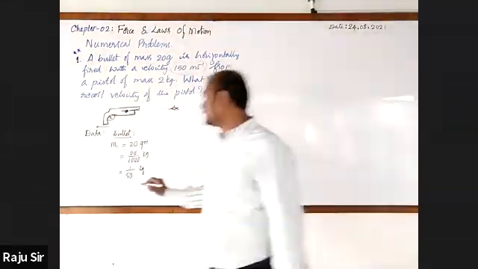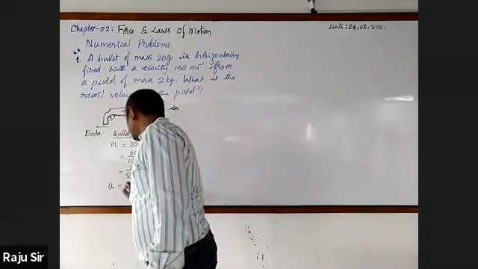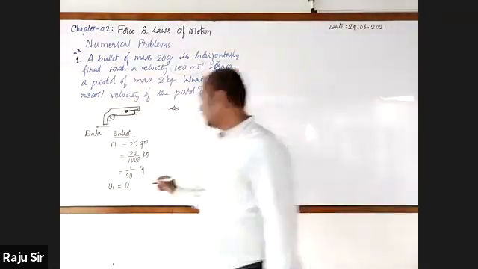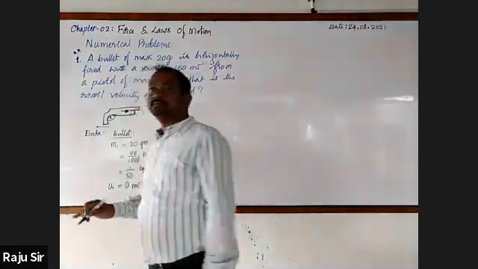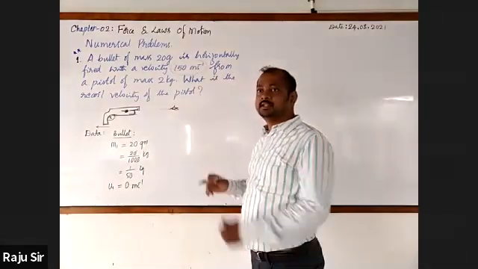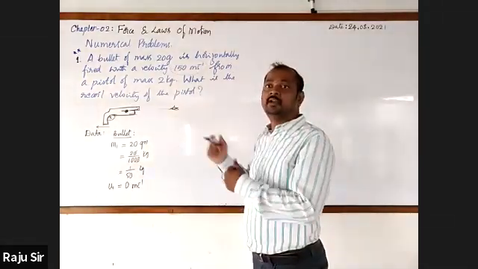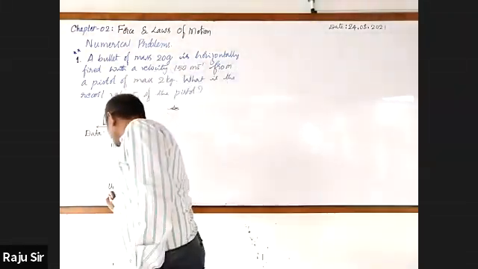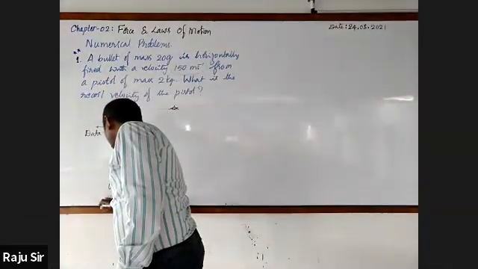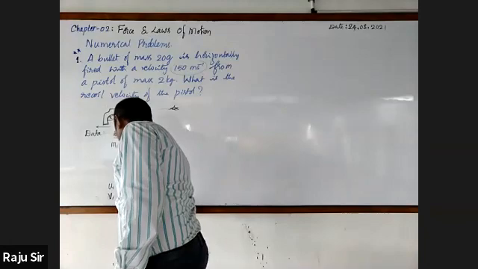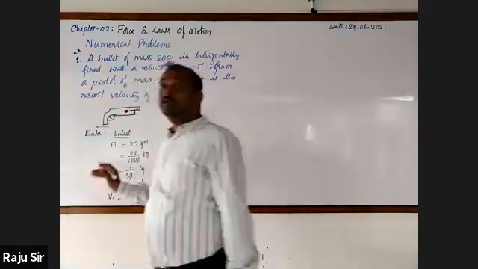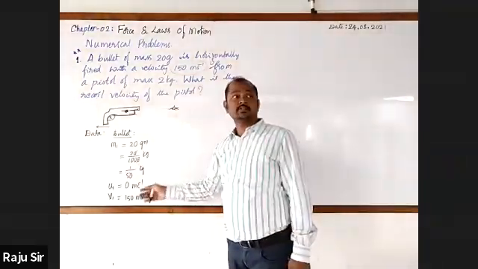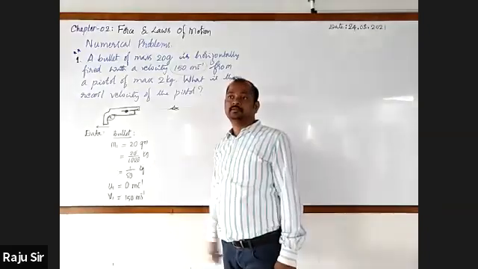Then what is its initial velocity? 0. Why? Before firing it was at rest only. 0 meters per second. What is its final velocity? Nothing but the velocity after firing, 150 meter per second. It is V1. V1 equal to 150 meter per second. Look at the value, 150 meter per second. In just 1 second, it covers a distance of 150 meter.